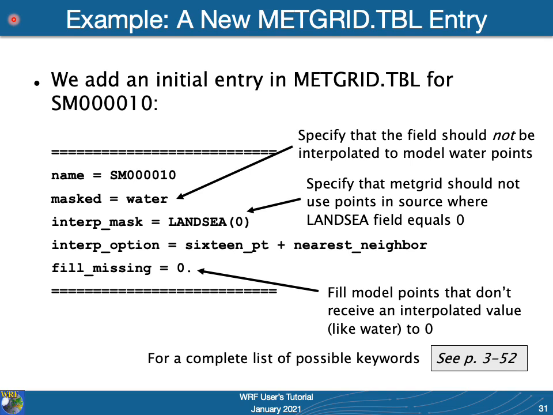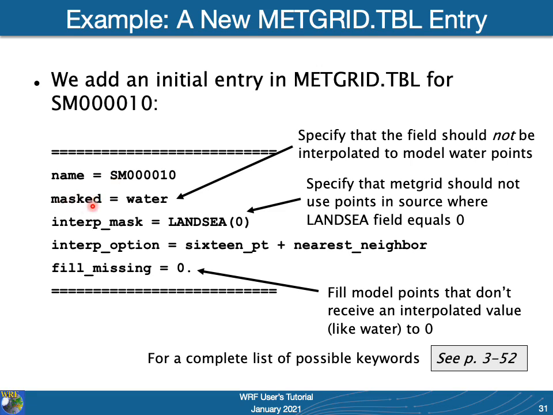So the soil moisture field that we saw on the previous slide is completely unsuitable for use in our model simulation. And that message that was printed to the terminal screen is our indication that we should create an entry in the METGRID table for the SM000010 field, which we'll refer to as soil moisture from here on out. So using our text editor of choice, we can open up the METGRID table and create a new entry. So we know that the name keyword should be set to SM000010 because we're creating an entry for the soil moisture field.